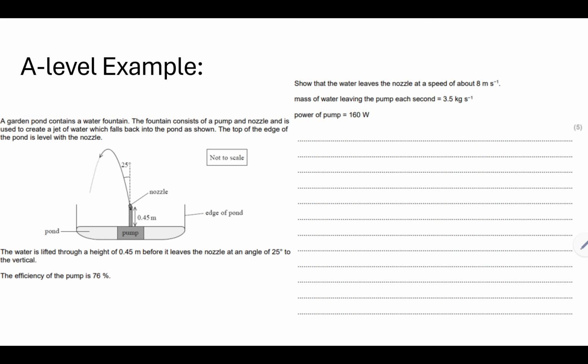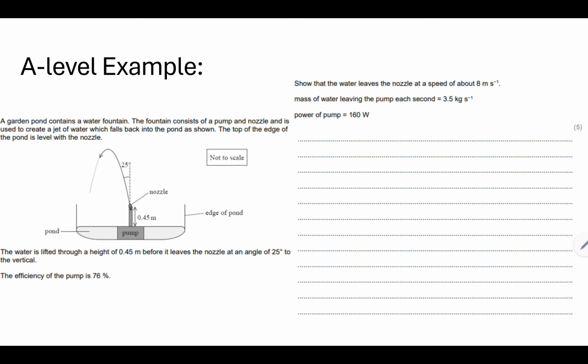So now we are going to be going on to the A-level example exam style question, where it states that the water is lifted for a height of 0.45 meters before it leaves the nozzle at an angle of 25 degrees to the vertical. The efficiency of the pump is 76%. Show that the water leaves the nozzle at a speed of 8 meters per second. Mass of water leaving the pump each second is 3.5 kilograms per second, and the power of the pump is 160 watts. So first we need to find out the useful output of energy power.